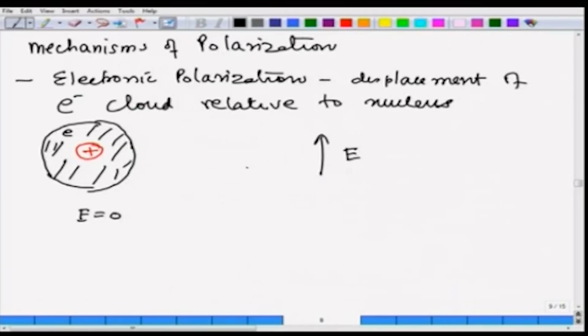Then the center of positive charge would move this way, and the electron cloud may shift something like this, with its center somewhere here. In the earlier case, the center of the electron cloud, the center of negative charges, and the center of positive charge were coinciding, and therefore there was no net dipole moment. And since there is no dipole moment, there is no dipole and no polarization.